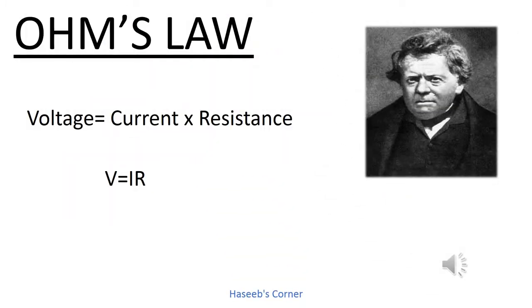The relation between electric current, voltage and resistance is given by Ohm's law. It was discovered by Georg Simon Ohm that the voltage is equal to the current multiplied by resistance. Current is taken in amperes, resistance in ohms, and voltage in volts. From this equation, it can easily be derived that resistance can be found by voltage divided by current.